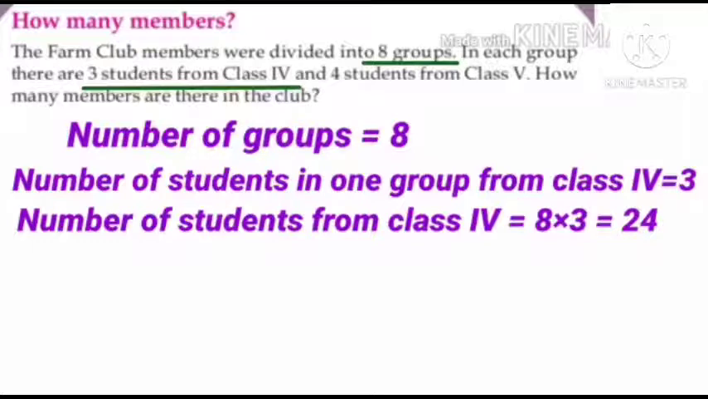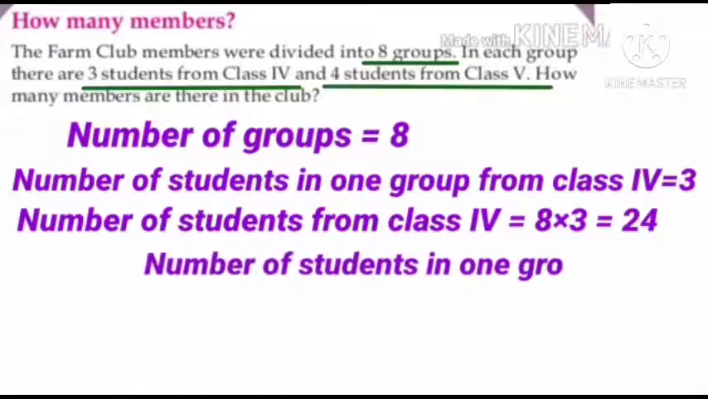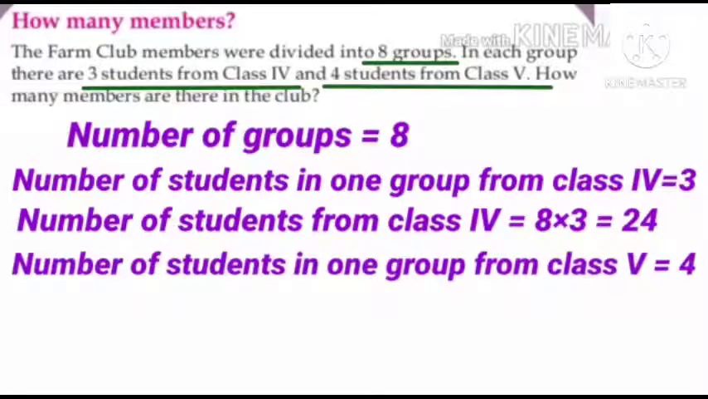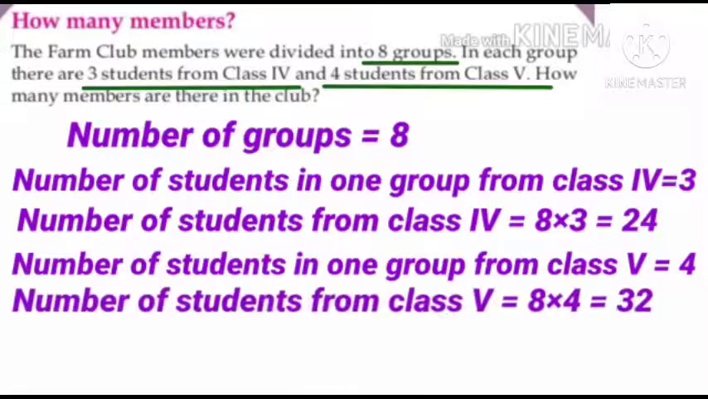How many students are there in each group from class 5? Yes, 4 students. So, number of students in one group from class 5 equal 4. Then how many students are there in the club from class 5? See, there are 8 groups with 4 students. So, number of students from class 5, 8 times 4, that is 8 into 4 equal 32.